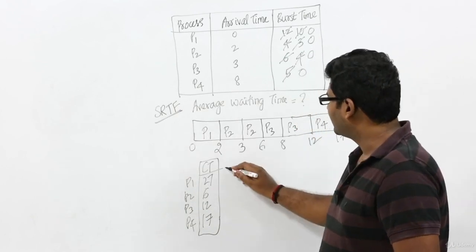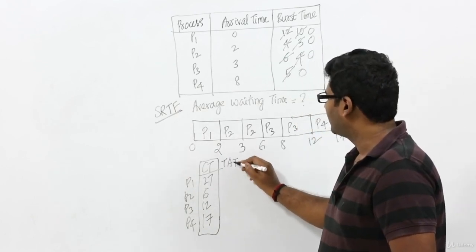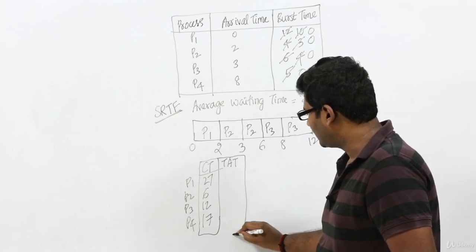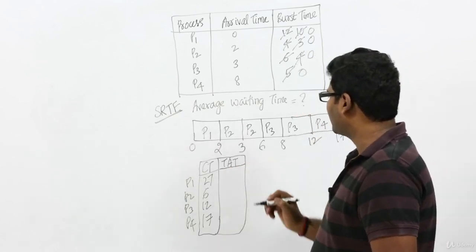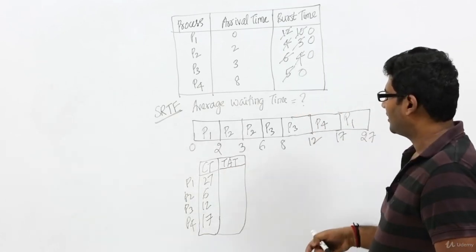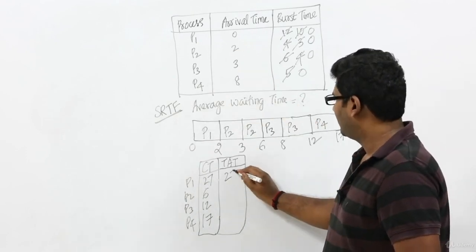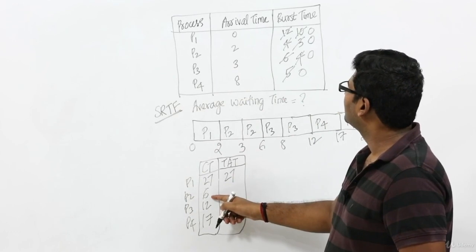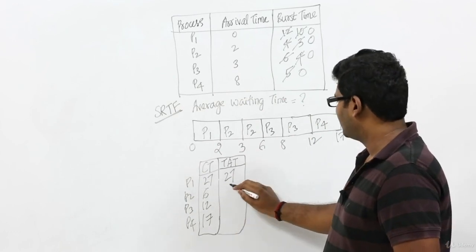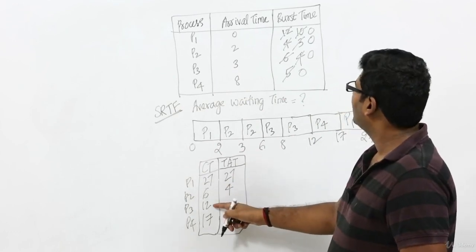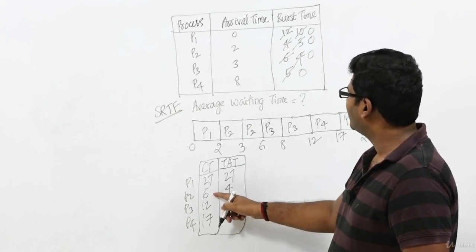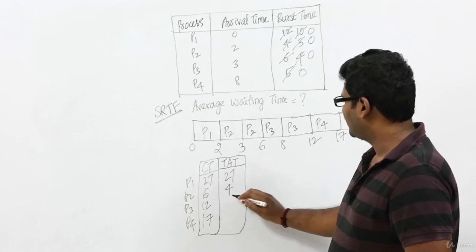Now let's compute the turnaround time. Turnaround time is equal to completion time minus arrival time. Completion time is 27, arrival time is 0, so it becomes 27. 6 minus 2 is 4. 12 minus 3 is 9.